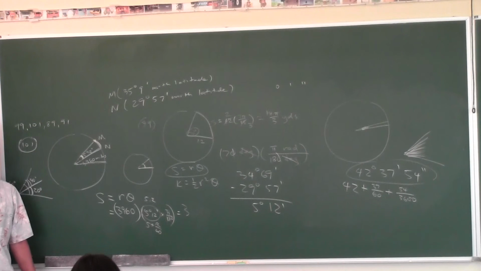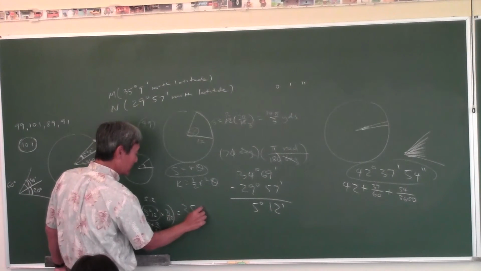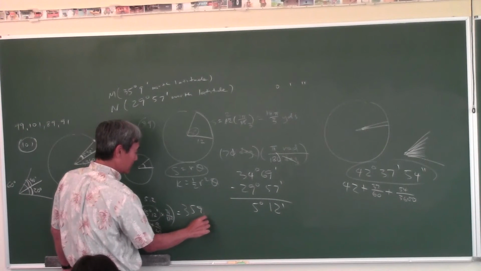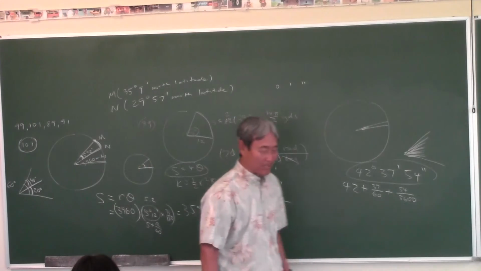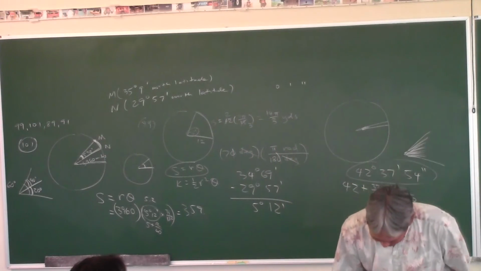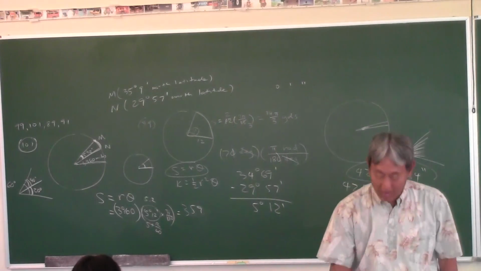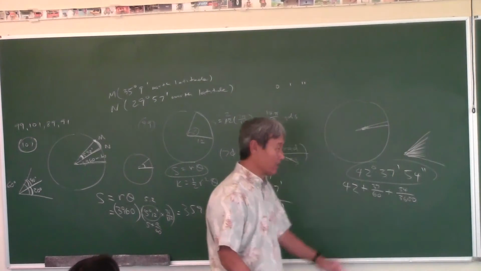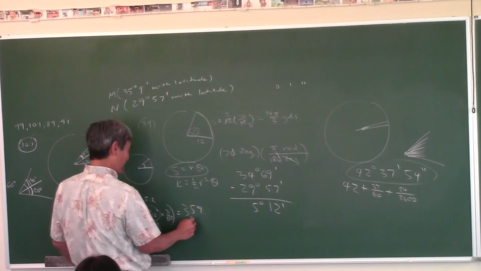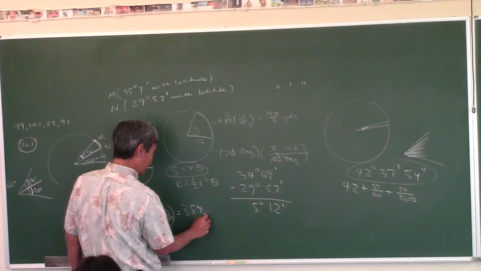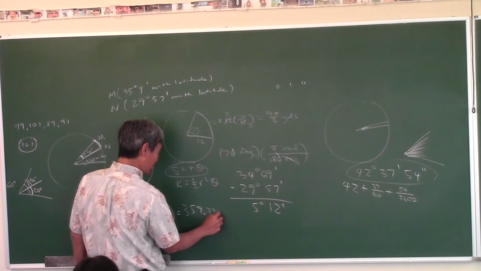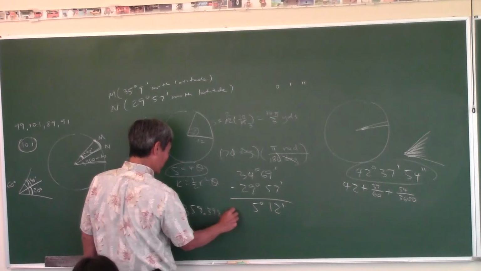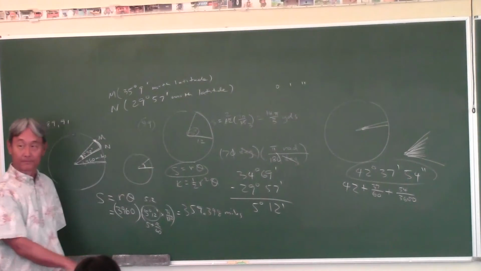Okay, now I already told you, I'm trying to train you. It doesn't tell you how many decimal places, you just give 3. So the answer is 359.398 miles. Did everybody get that?